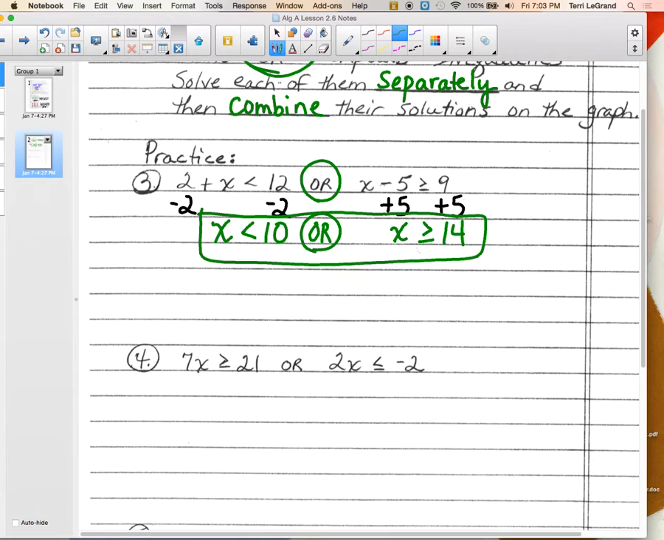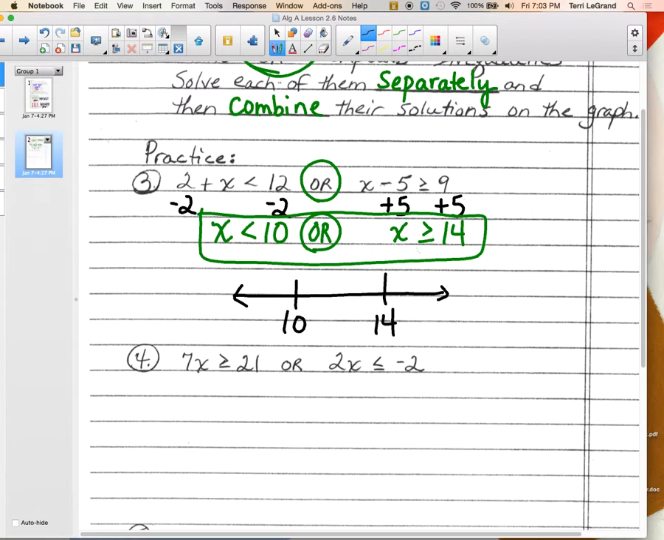X is less than 10, or x can be greater than or equal to 14. It can be one or the other. So we have a couple of situations here that get to qualify. So we're going to make our number line. We're going to do the same thing we did with the and ones. We're going to have two endpoints. 10 comes before 14 on the number line.